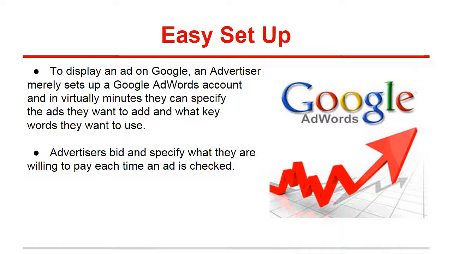So how would a business owner go about starting an SEM with Google? It's as easy as setting up a Google AdWords account. In minutes, a business owner is able to specify what ads they want to display and what keywords they want to use. Advertisers then bid and specify what they are willing to pay each time an ad is clicked.